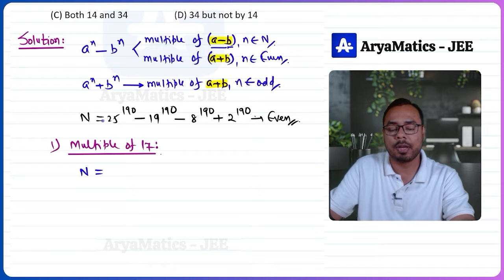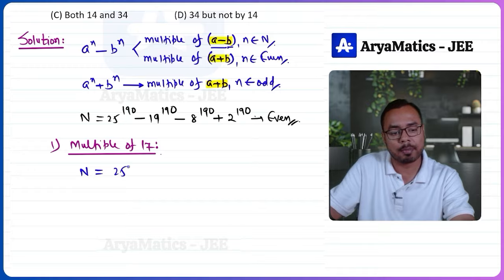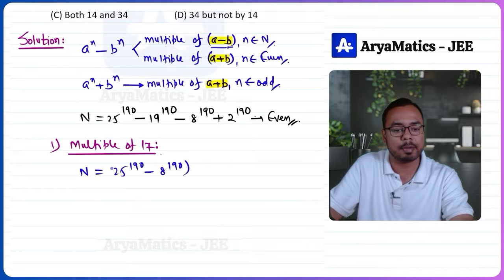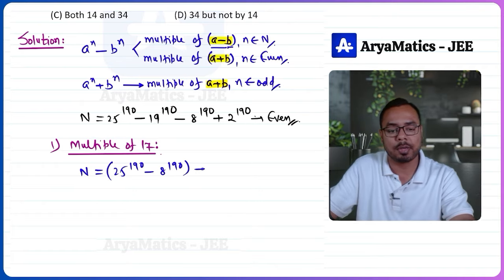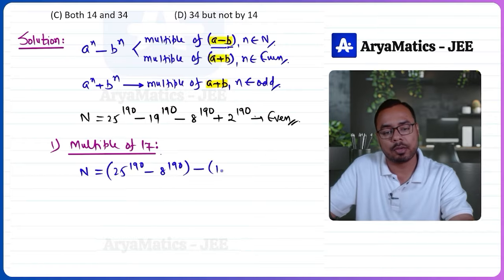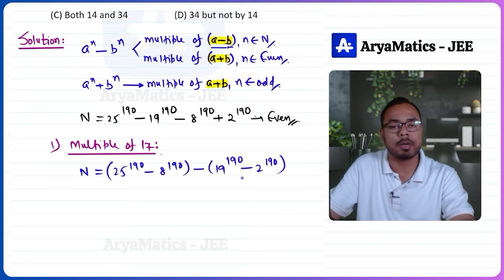So here let us try to create 17. For that you can combine 25 and 8. 25 minus 8, that will be 17. So 25 raised to 190 minus 8 raised to 190. And you can combine the other two terms. That means 19 raised to 190 minus 2 raised to 190.